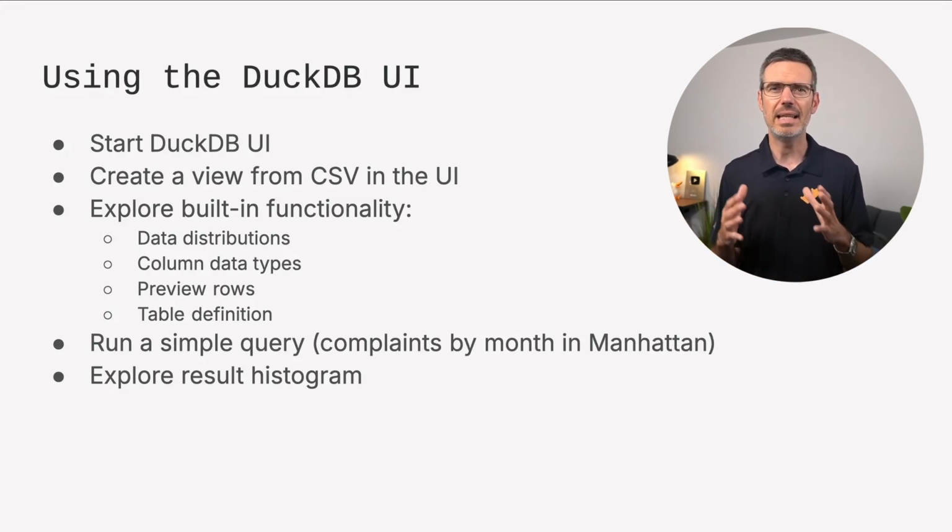We'll look at data distributions, check column data types, preview some rows, and even inspect the table definition. Finally, we'll run a simple query counting monthly elevator complaints in Manhattan. The UI will automatically show us a histogram of the results so we can immediately see the trend.